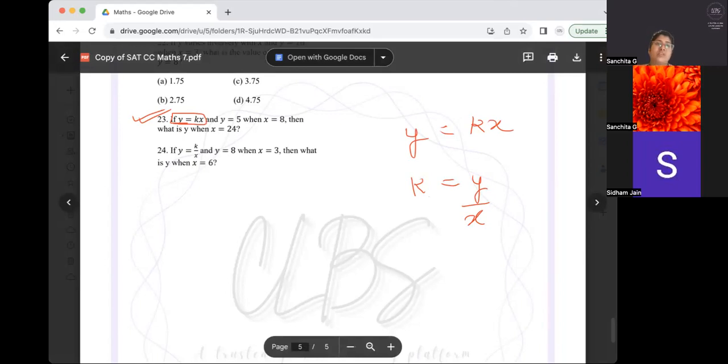Now, these types of questions are literally 5-second questions. So you shouldn't spend too much time. Most of it you should be able to solve mentally only. Cut down on the time.